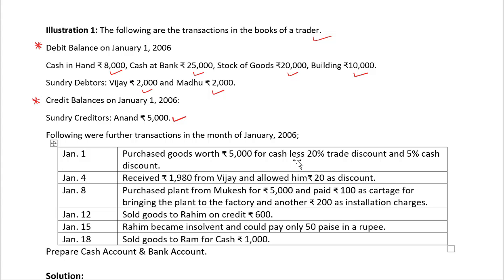January 1. Purchased goods worth 5,000 for cash less 20% trade discount and 5% cash discount. What we need to do over here? First is the trade discount, and then we have cash discount. Trade discount is a discount on bargaining, a discount taken at the time of purchase.